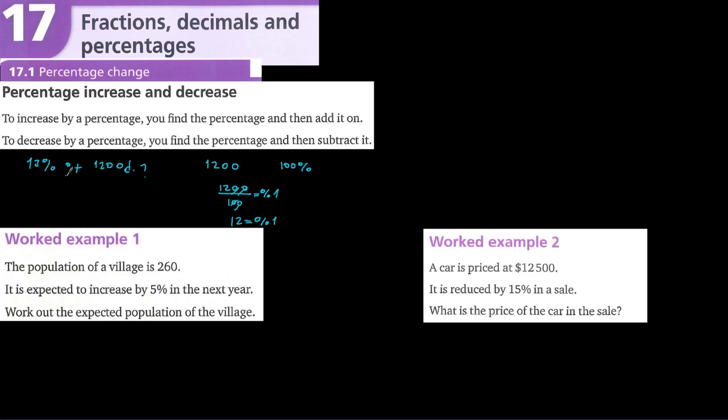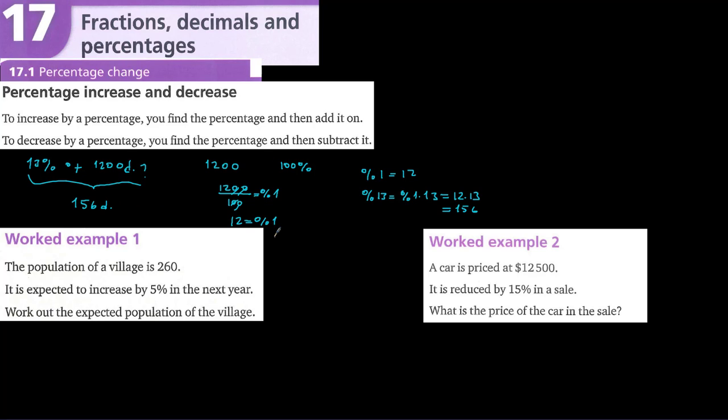If 1% is equal to 12, then 13% is equal to 1% times 13, which is 12 times 13, and that is equal to 156 dinar.